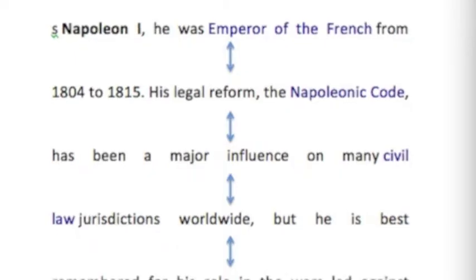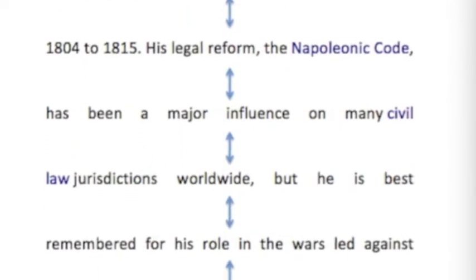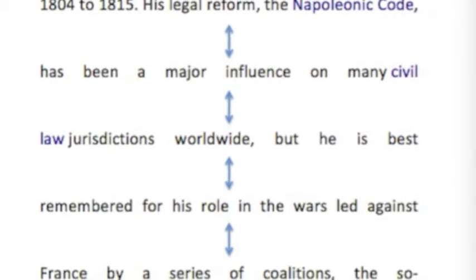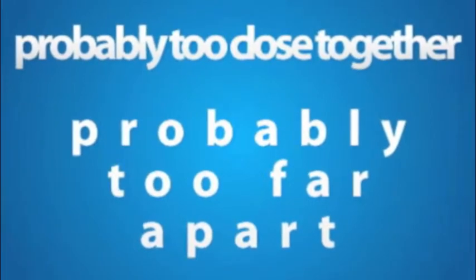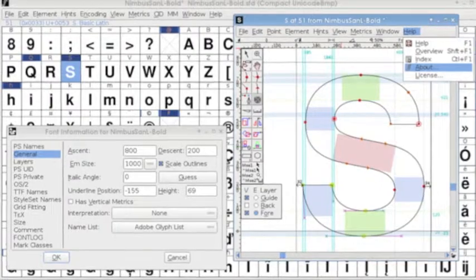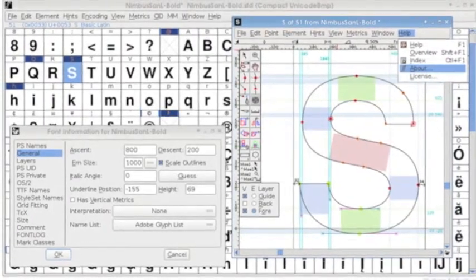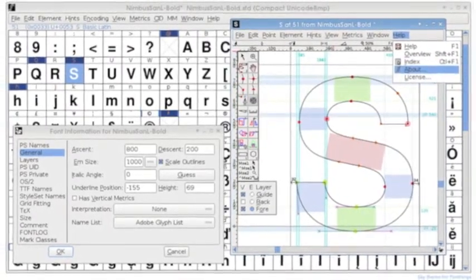Leading. Leading is the space in between lines of text. Letter spacing. Letter spacing is the distance in between letters in a word. And last but not least, type design. Type design is the overall make, style, and design of the font itself.